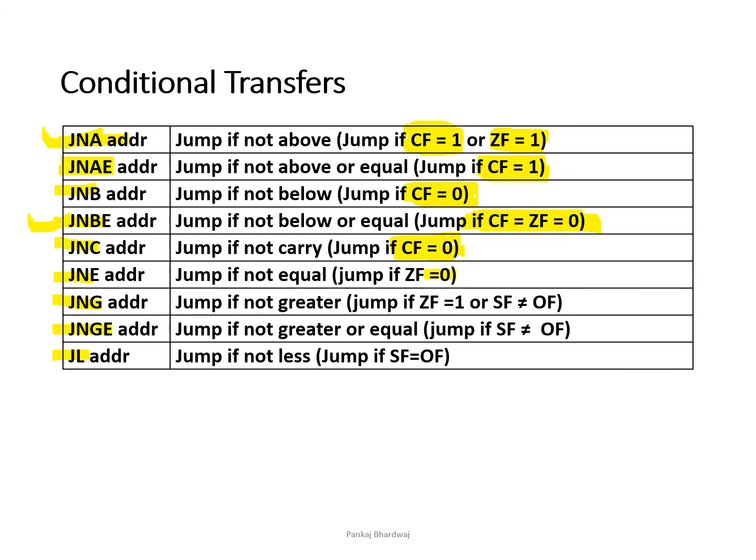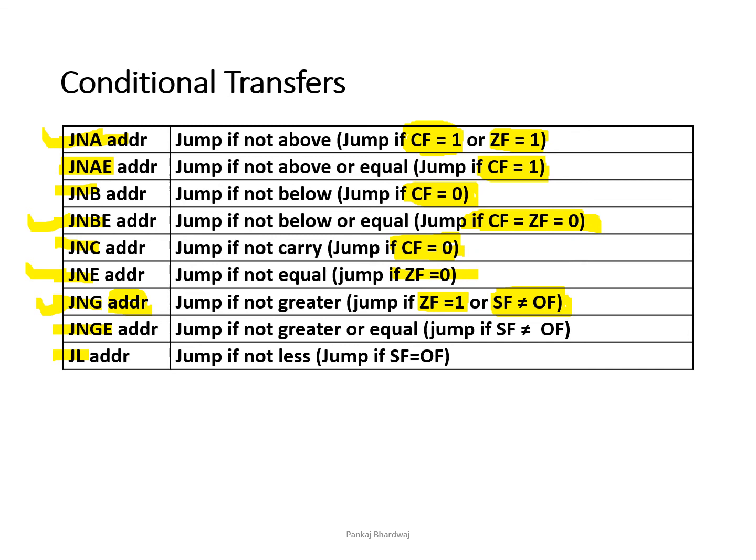JNE means if ZF equals 0, it will go to the address provided by the instruction. If we talk about JNG, jump if not greater, that means ZF equals 1 or the sign flag is not equal to the overflow flag. If any of these two conditions is true, then this condition will occur, and the next instruction will be fetched from the address given after the JNG.